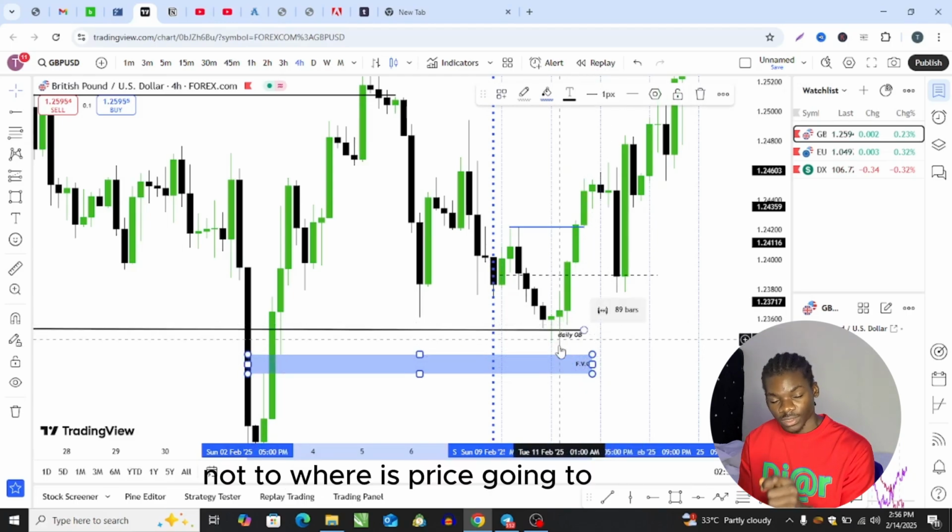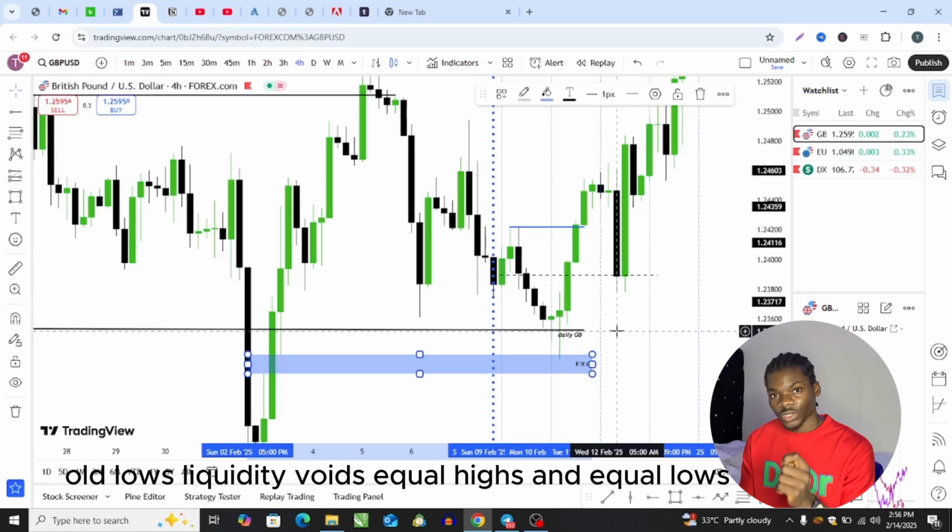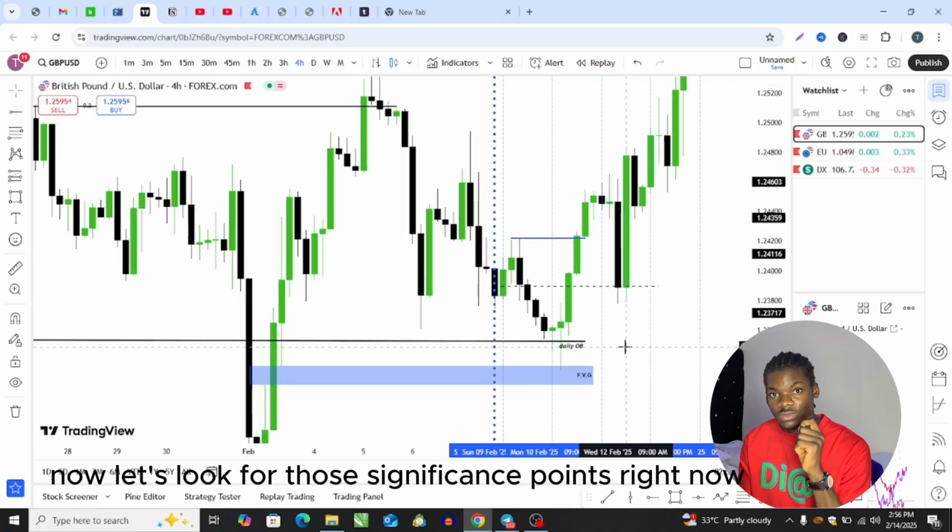Now, to where is price going to go? Remember that I told you guys that liquidity rests above old highs, old lows, liquidity voids, equal highs and equal lows. Now let's look for those significant points right now. Let me delete this.